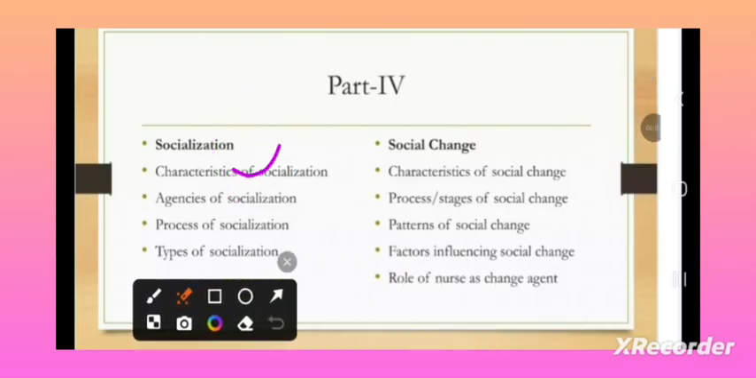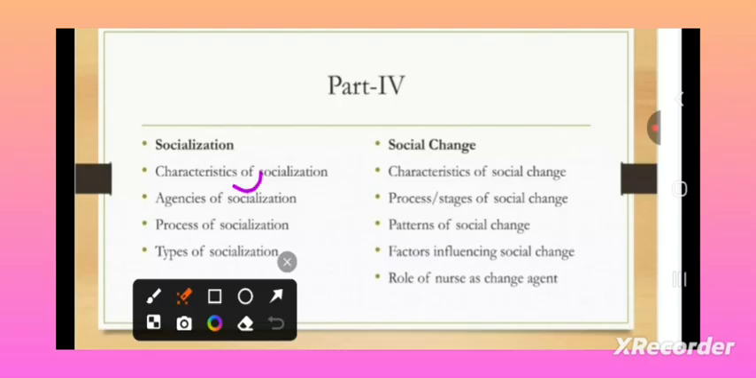Socialization. Socialization is the lifelong process of inheriting and disseminating norms, customs, and ideologies, providing an individual with the skill and habit necessary for participating within their own society. It is how a biological being becomes a social being. Characteristics of socialization: it's a continuous process. It starts at birth and continues throughout one's entire life, from the cradle to the tomb.